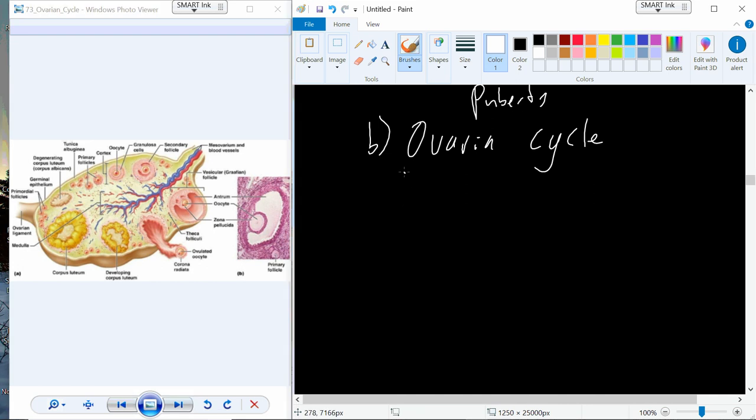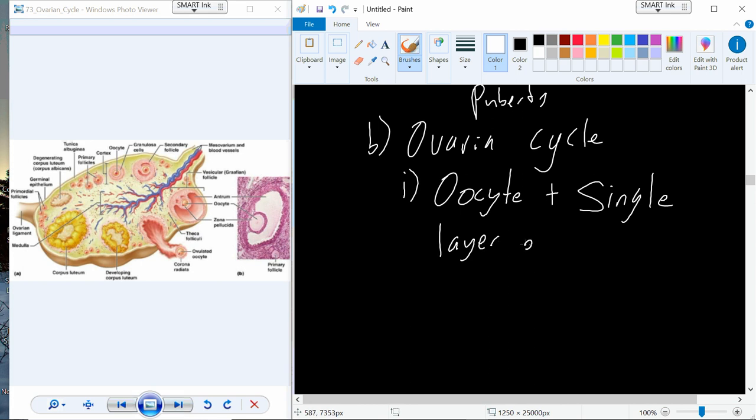So the purpose of the ovarian cycle is for the oocyte to undergo development into what's known as a follicle. The definition that we're going to use for a follicle is the oocyte plus an initially single layer of granulosa cells. These are a squamous type cell, or a scale type cell.